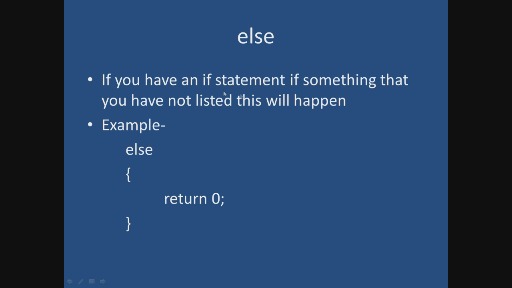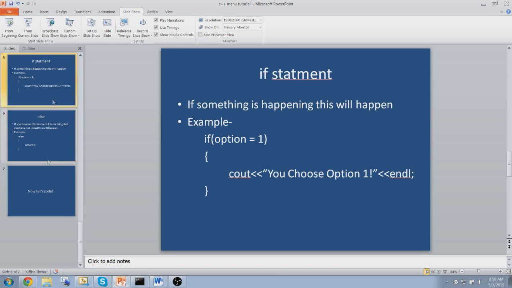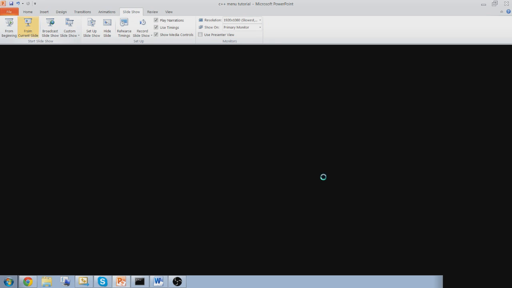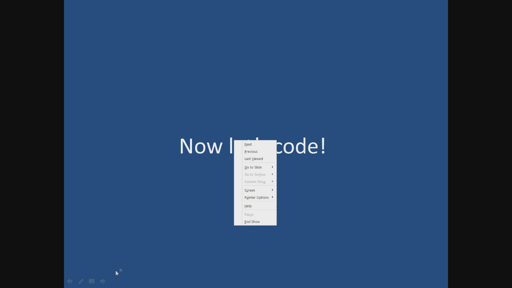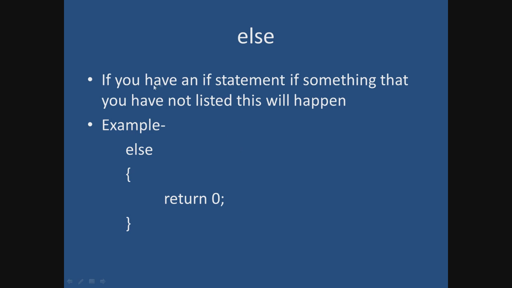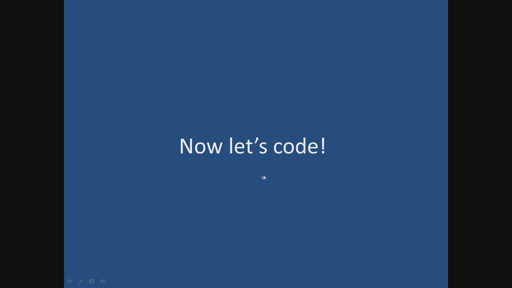Else: if you have a bunch of if statements, and let's say you have this, and then you have one that says if option equals 2, and then if option equals 3, then someone types in 4, it'll do the else. So if something that you have not listed happens, this will happen. Here's an example: else, code block, return 0, which will just close the program.